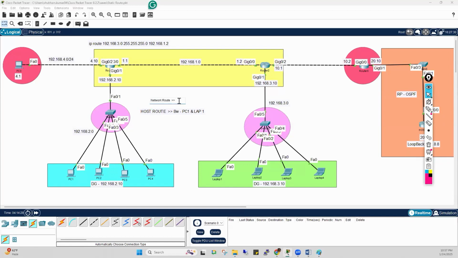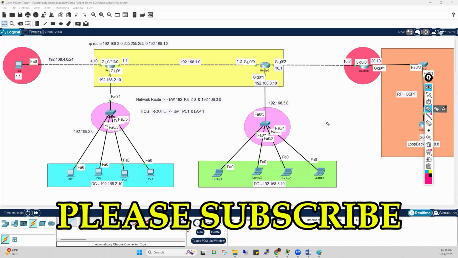But previously, in the network route, what you did? In the network route, you allow the communication between 192.168.2.0 and 192.168.3.0. So it means all the PCs, every device present in these networks can easily communicate. So I hope now you guys understand the difference between network route and host route. Clear, guys? Everyone done? And one more thing.